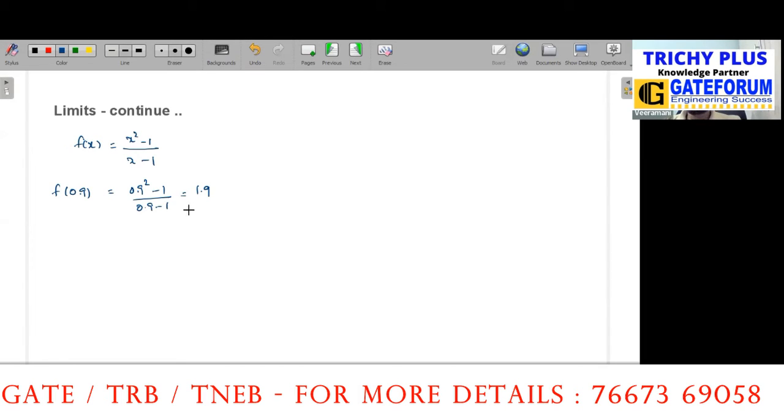Okay, so I go even closer and apply f of 0.99. Let's see what value we get. 0.99 squared minus 1 divided by 0.99 minus 1. If you calculate this, you'll be getting something like 1.99. Okay, so if you go further to 0.999: 0.999 squared minus 1 divided by 0.999 minus 1. So you'll be getting something like 1.999, correct?